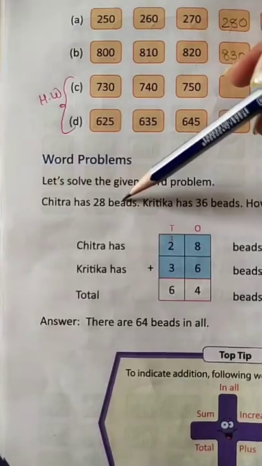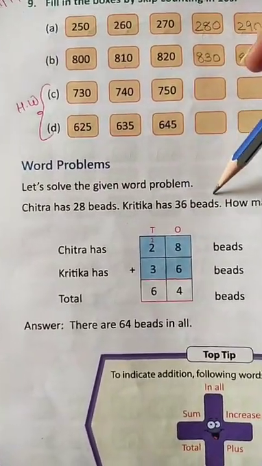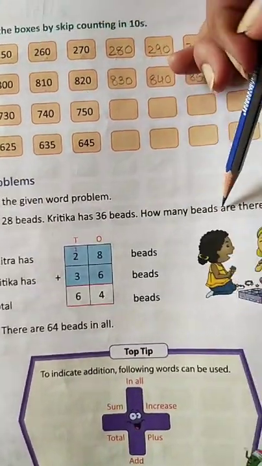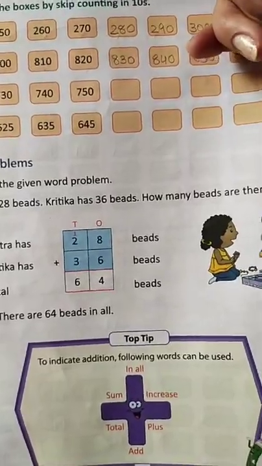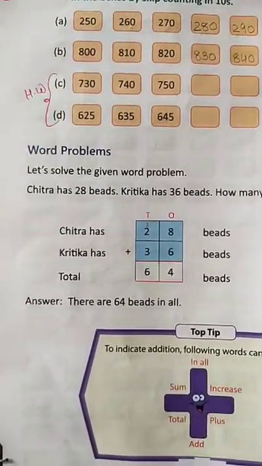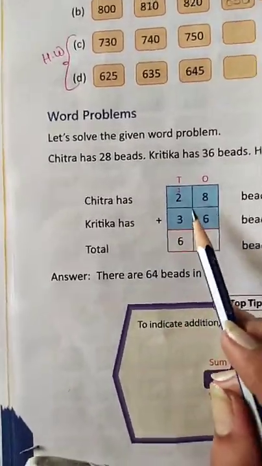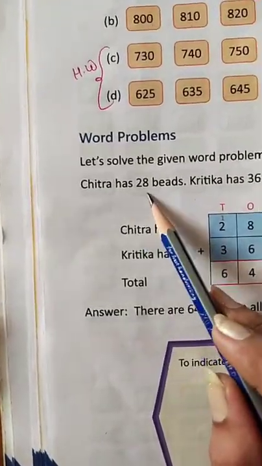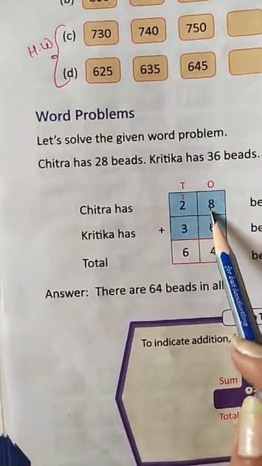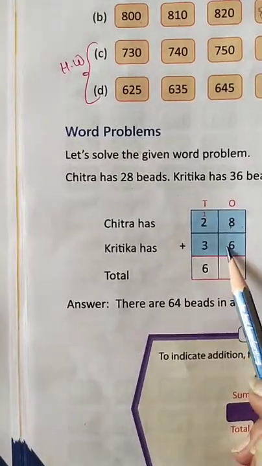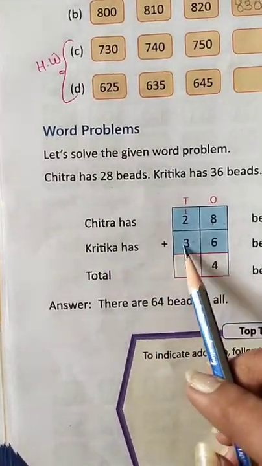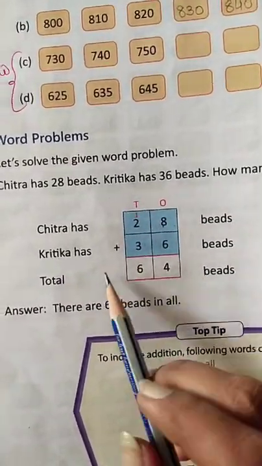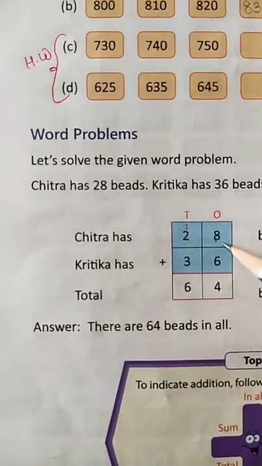Chitra has 28 beads, Kritika has 36 beads. How many beads are there in all? Means in total how many beads are there? Chitra has 28 beads. We'll write like this. Kritika has 36 beads. And then we'll add.